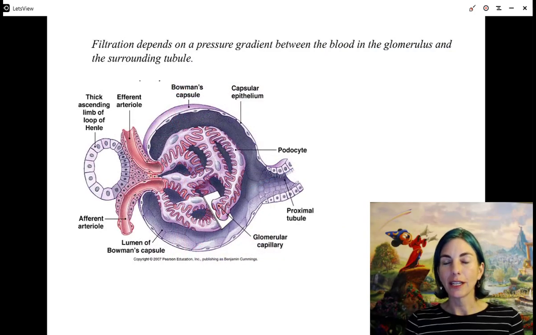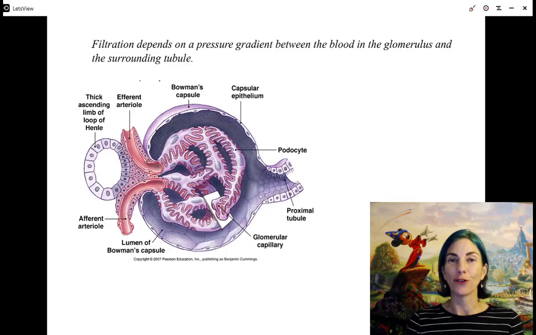So the next lecture is going to pick up with the gradient and how do we establish the gradient to allow filtration to happen.